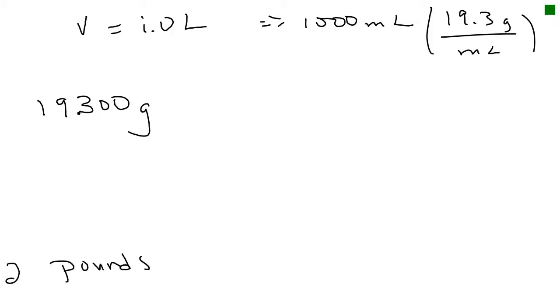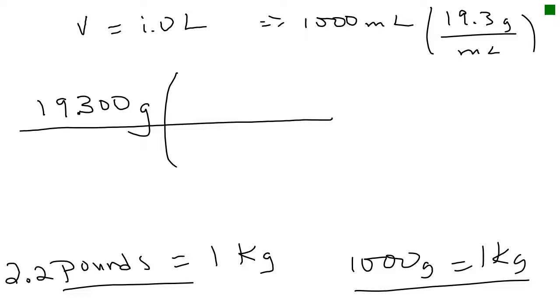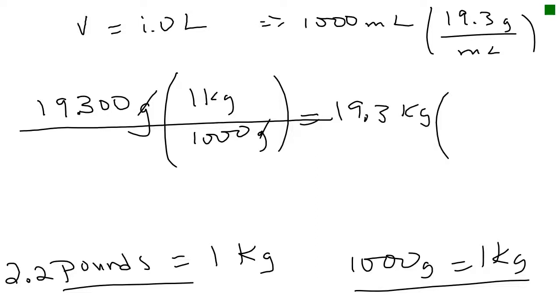All right, so let's figure out what this weighs in pounds. Well, for a quick note, there are about 2.2 pounds in 1 kilogram. And we know that there are 1,000 grams in a kilogram. So let's use those two conversions and finish this off. So if I have 19,300 grams, and I've got 1 kilogram for every 1,000 grams, I'm going to get a mass of this of 19.3 kilograms. And if I realize there's about 2.2 pounds per kilogram, I'm going to get a mass of this statue of about 42 pounds.